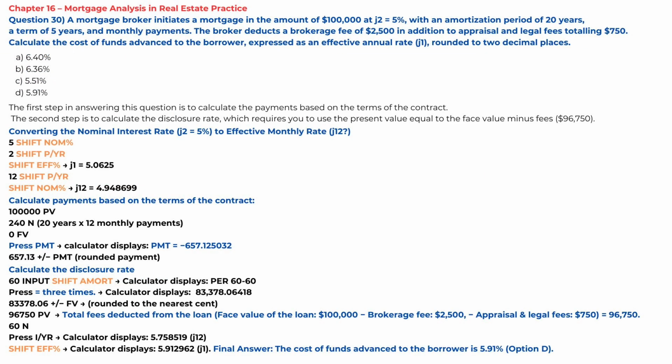Question 30. A mortgage broker initiates a mortgage in the amount of $100,000 at J2 equals 5%, with an amortization period of 20 years, a term of 5 years, and monthly payments.